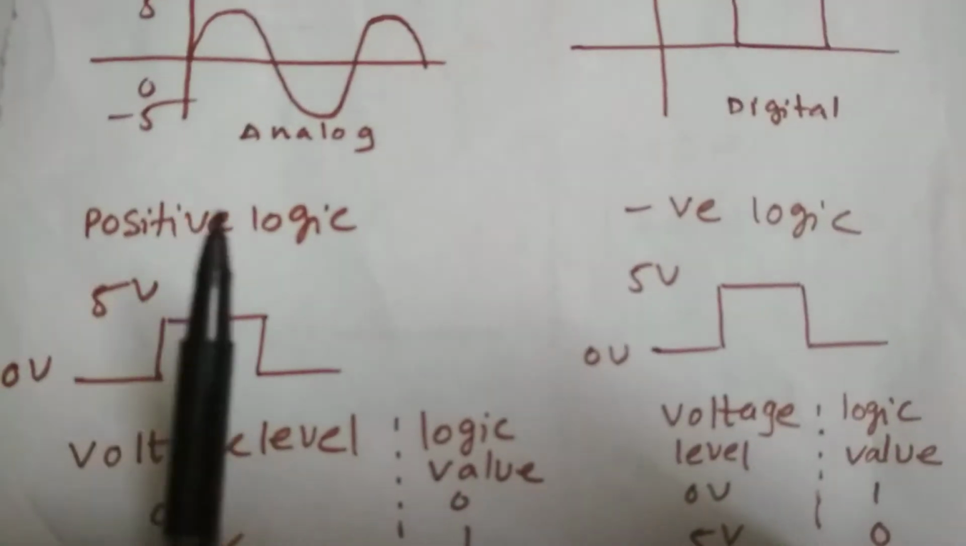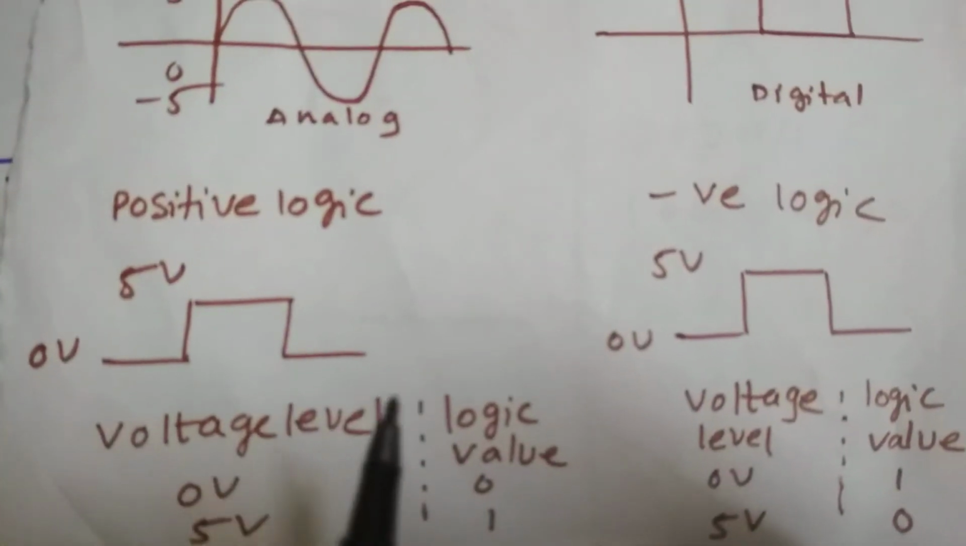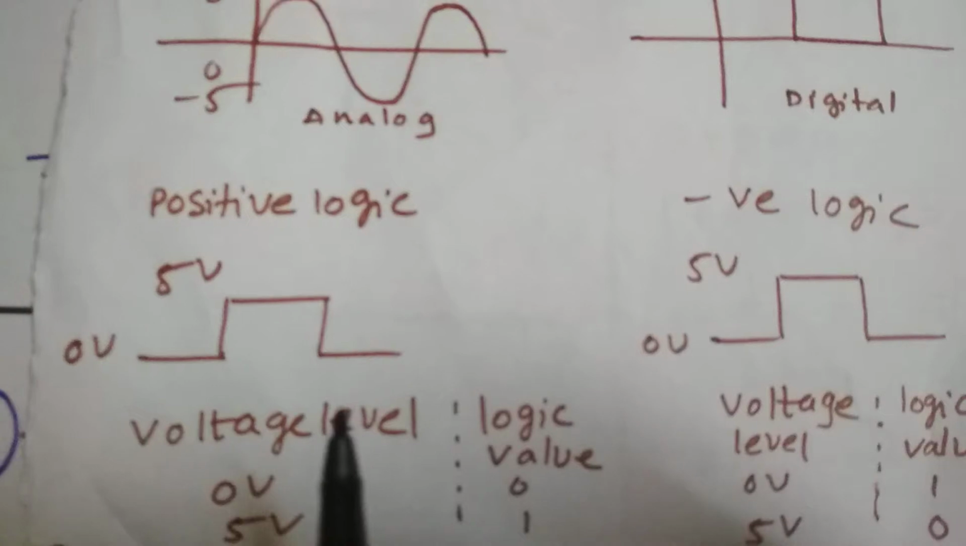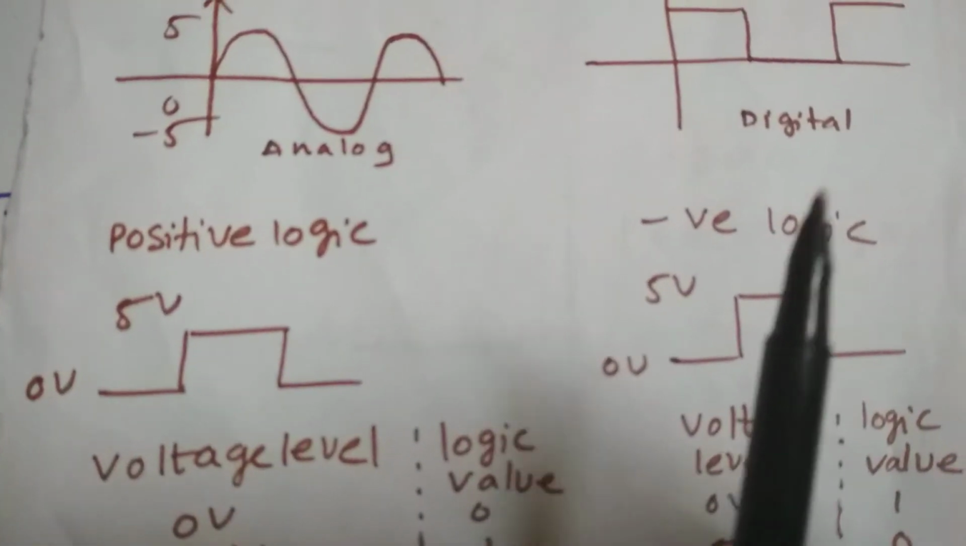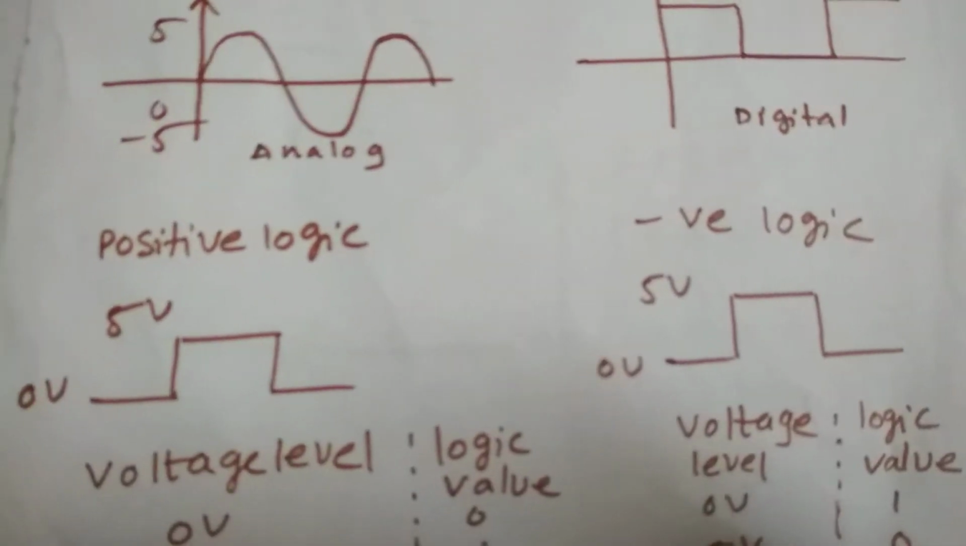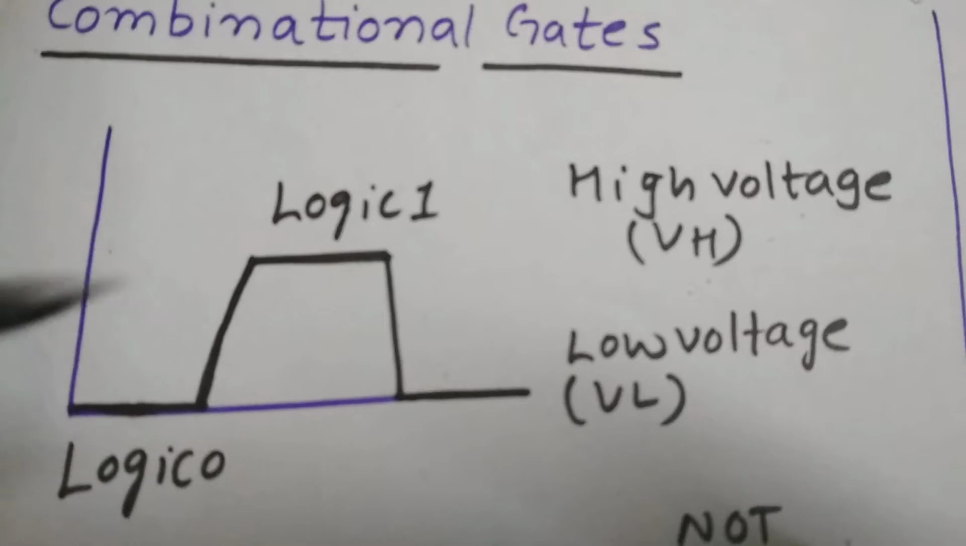So in exams we might get either positive logic or negative logic. Be careful with the positive logic or the negative logic. In exams, the voltage levels, positive logic level or negative logic level must be seen clearly before answering the question. As you can see, this is the logic 1 and logic 0.